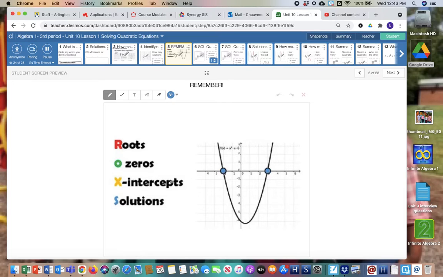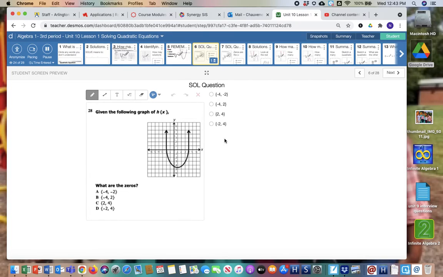Again, the only difference is that x-intercepts you'd need to write like a coordinate point, whereas the roots, zeros, and solutions, you just write x equals whatever the number is. So what would we see on the SOL? Here's this graph of h of x. What are the zeros? What does that mean? What are the values of x when we cross the x-axis? Here they are, 4 and -2. So there you go, -2 and 4.